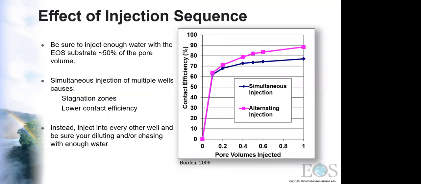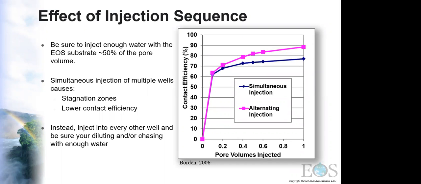So beyond oil droplets and emulsion characteristics, something else that you can do to enhance your degradation is to make sure that you're injecting enough water with your emulsion. So we would recommend injecting at least 50% of your pore volume as your total injection volume for a remediation site where you're using EOS. So you can see here on the graph, we've got pore volumes injected versus contact efficiency. And you can see if you get about 50% of the pore volume there, you're easily able to achieve about 70 to 80%.